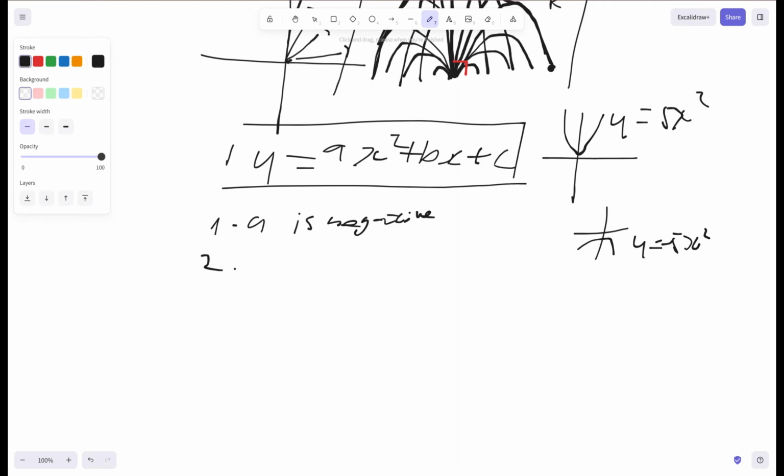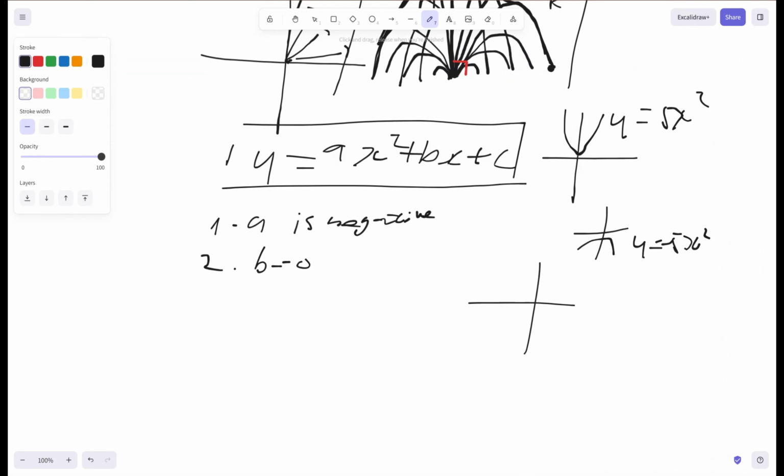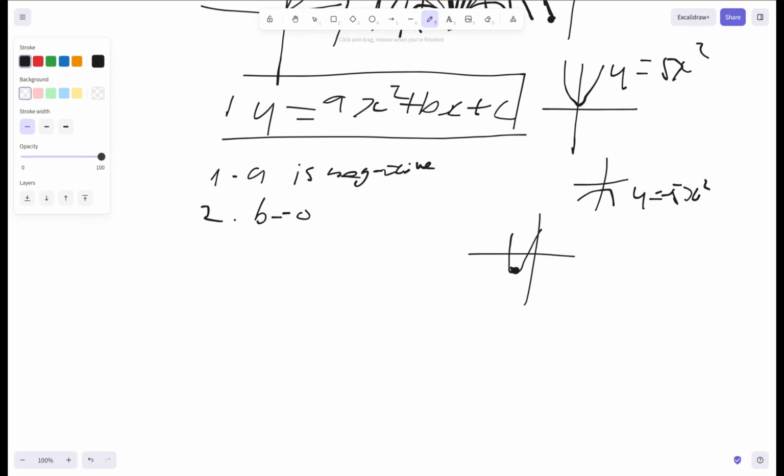Second thing is that b is equal to 0. Because look, let's say I have y equals 5x squared plus 6x. You can see it's kind of offset. The graph of it is not at the origin anymore, and we want it to be at the origin of the coordinate axis. So in order to achieve that, b has to be equal to 0. You can try it yourself. Just write y equals negative 5(x plus 10) squared plus 11. Try to find a value where it's at the origin, and it's not possible. It's always going to be offset like this.